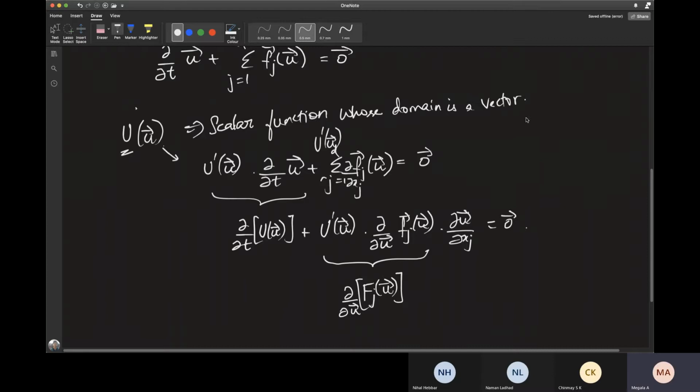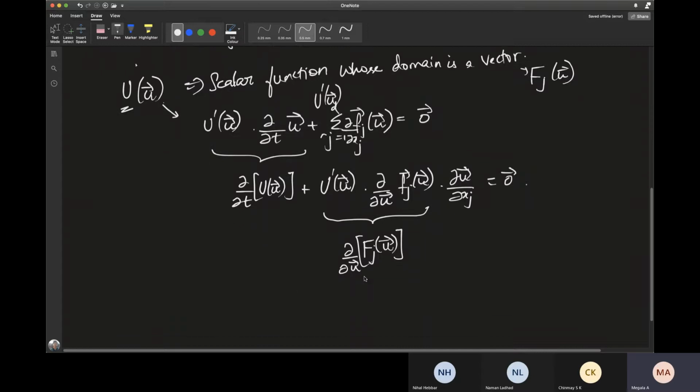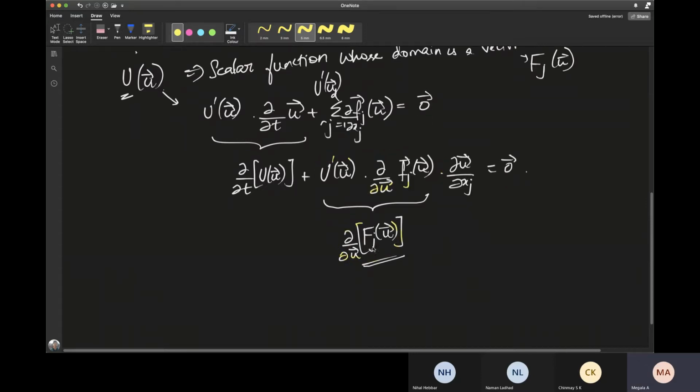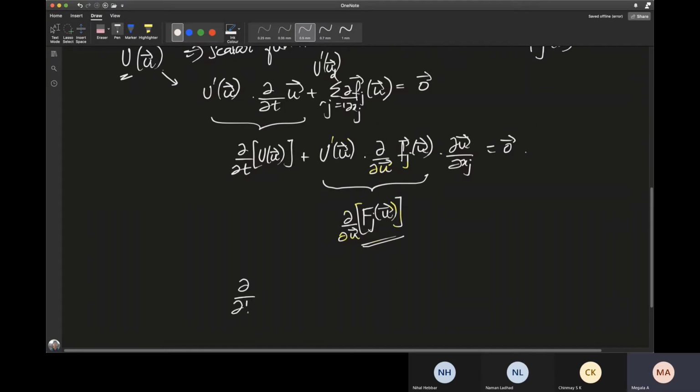Similarly, the same for fj of u vector as well. So this is also a scalar function. So if such a thing holds, if we are able to write this whole thing as derivative of some function, then we'll get an additional conservation law.